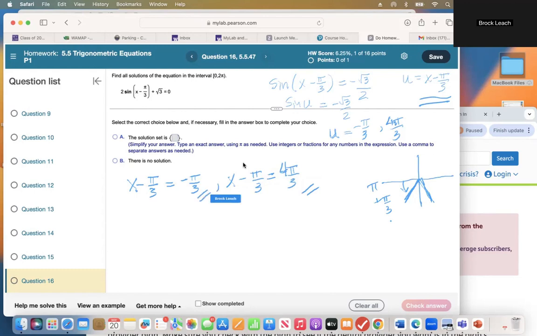If we add pi over 3 to both sides, we get x is equal to 0 here. Pi over 3 plus pi over 3. Oh boy. Okay. And over here we get, if we add pi over 3, we get 5 pi over 3. Just add pi over 3 to both sides.